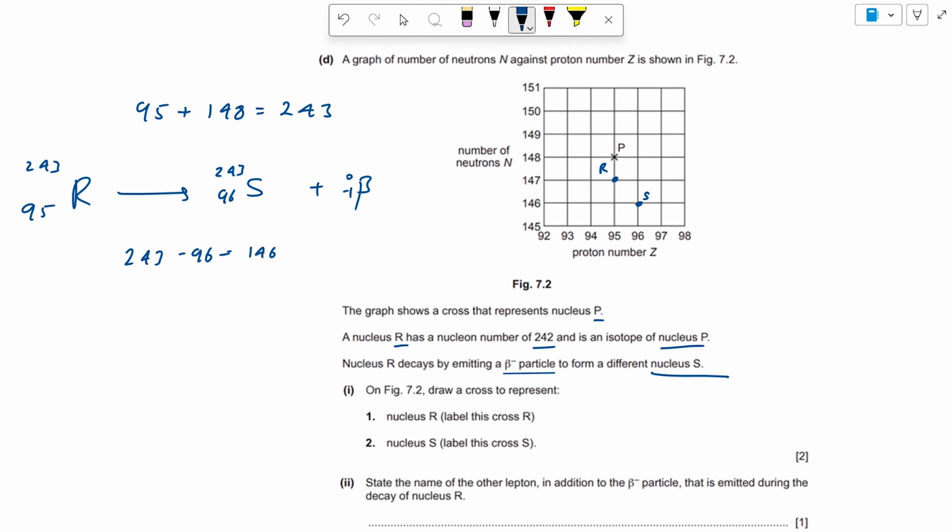Okay, so state the name of the other lepton in addition to the beta particle that's emitted. That would be an antineutrino.